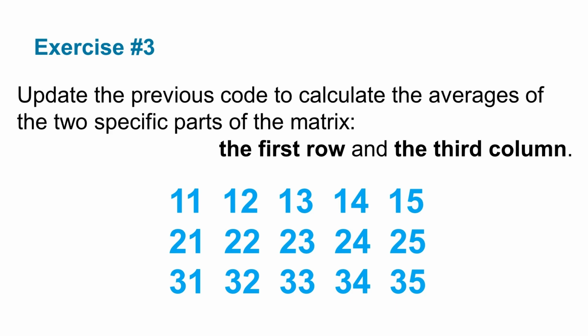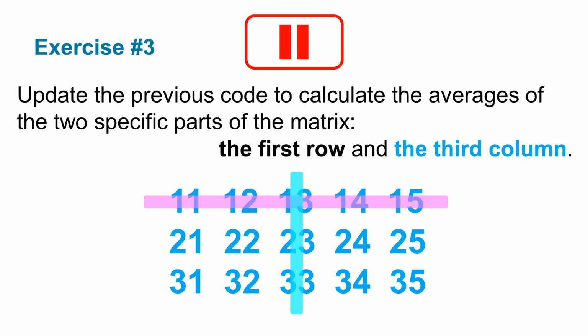Exercise number 3, update the previous code to calculate the averages of the two specific parts of the matrix, the first row and the third column. Please pause the video and start to write your code.